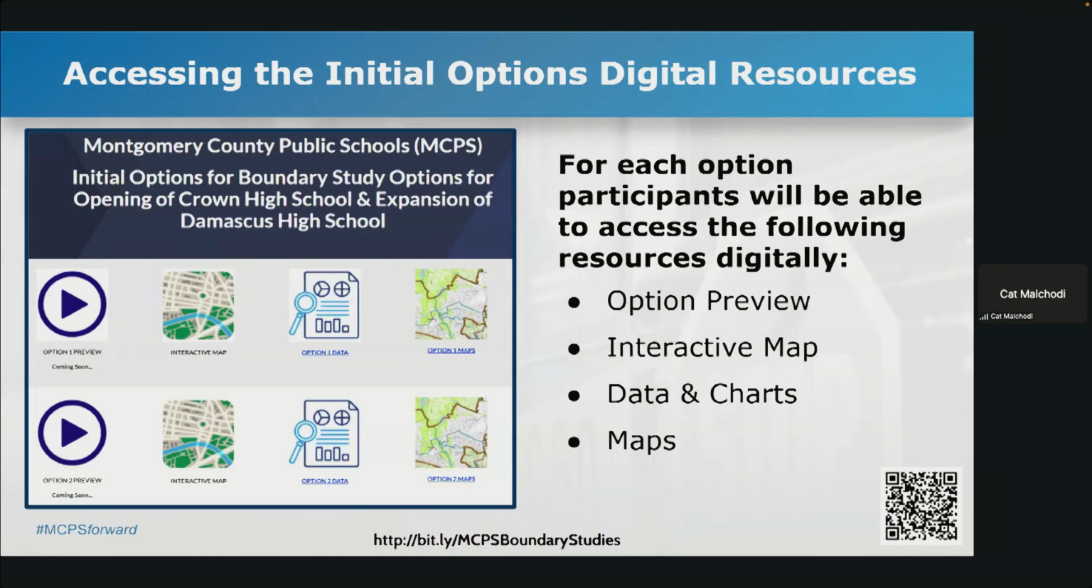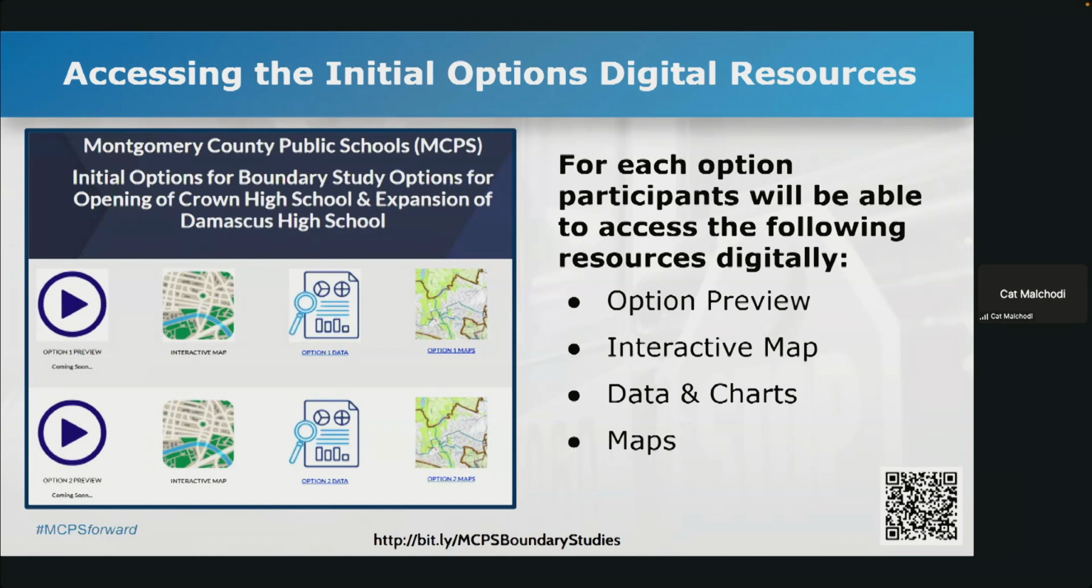Okay, now we're going to switch to talk a little bit about the resources and share with you what is available and how you will be able to access the information that Kate mentioned, as well as the additional information. We have a boundary options webpage for the opening of Crown High School and expansion of Damascus High School boundary study. What I'm going to do is pause for a moment, and I am going to share the link in the chat, so everyone can see it.